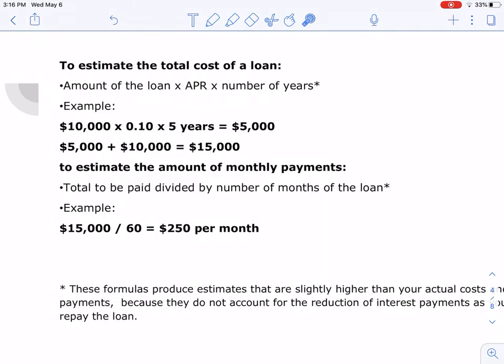And so in order to estimate the amount of monthly payments, how much it would cost per month, you would take the years and convert that to months. So 12 months in a year. So we would do 12 times 5 to get 60. And we divide the total amount by 60 to figure out how much we would pay per month.